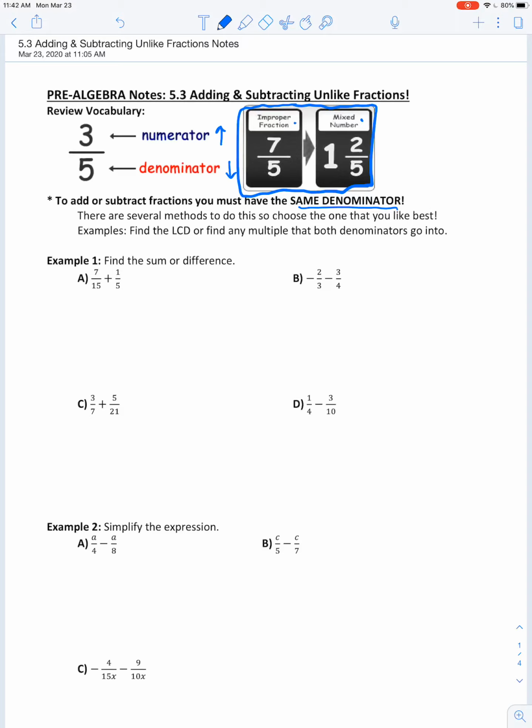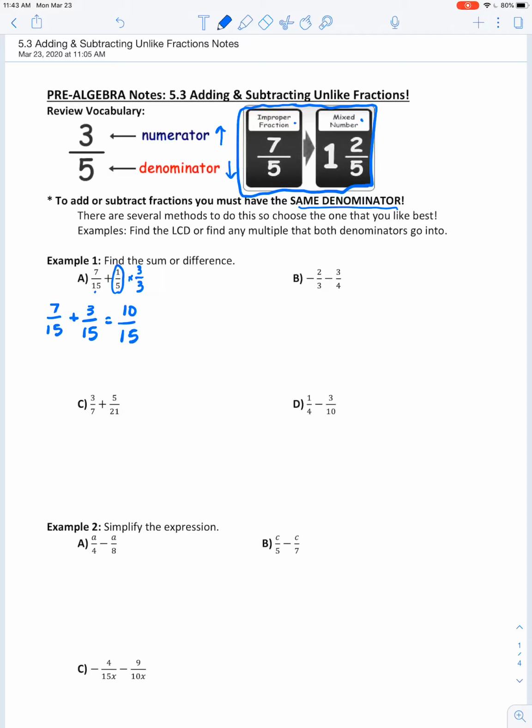So in example 1, it says find the sum or difference. If I saw this 15 and the 5 on the bottom number of the fraction, the denominator, I want to make sure that those two numbers are the same. So I notice that 5 goes into 15 if I multiply it by 3. Now, whatever I multiply the bottom number by, I have to multiply the top number by the same thing. So my two fractions, the first one stays the same. The second one, 1 times 3 is 3, and 5 times 3 is 15. Okay, now I have 7 plus 3, which is 10, and 15 stays the same.